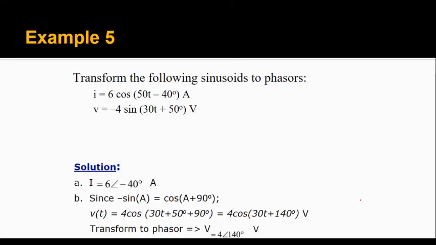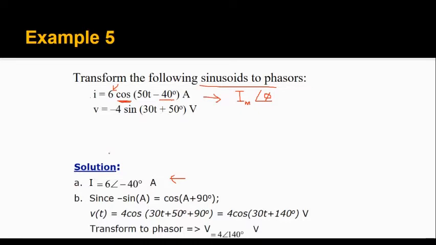We go to example 5. Here we want to transform the following sinusoid to Phasor, so from the time domain to the frequency domain. You are given 6 cos 50t minus 40. This is very straightforward, since you already have the cos function. So we just take out the Vm. In the Phasor domain you get Vm with the phase angle, so it should be written like this: 6 with the phase angle of minus 40.